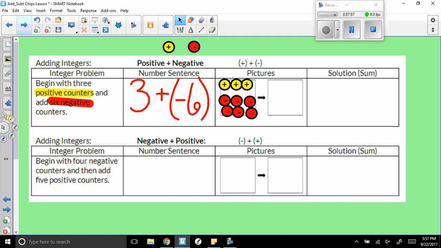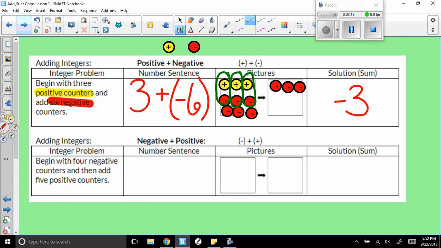Now I'm looking for those 0 pairs. Well, I see one best friend group. This is a 0 pair. Here's another one. And there's my last one. And now I'm all out of positives. So now I'm looking at what's left over. Well, I have 3 negatives that didn't have a best friend. So they're stuck in my box over here as my answer, which means that my solution is a -3.